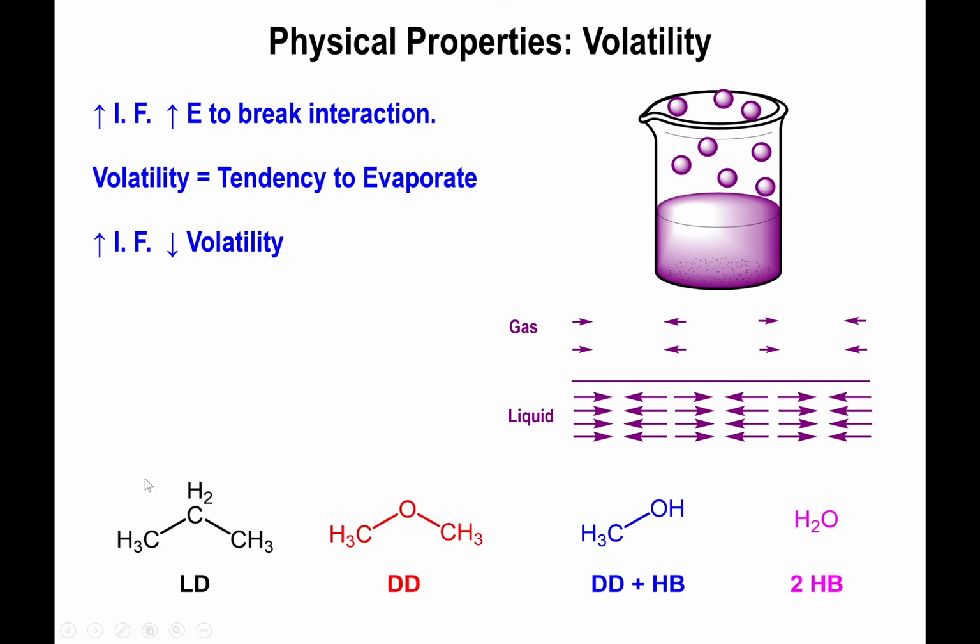So in the series right here, where you have London dispersion forces, followed by dipole-dipole, followed by hydrogen bonding, and then more hydrogen bonding, the intermolecular forces are increasing, going from left to right. That means that the volatility will decrease, meaning that water in this series ought to be the least volatile of the substances, whereas propane is the most volatile. In fact, at room temperature, water is a liquid, whereas propane is actually a gas.